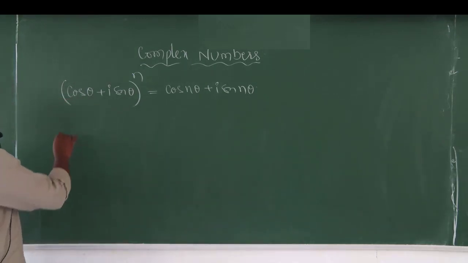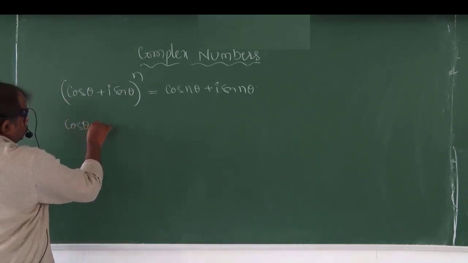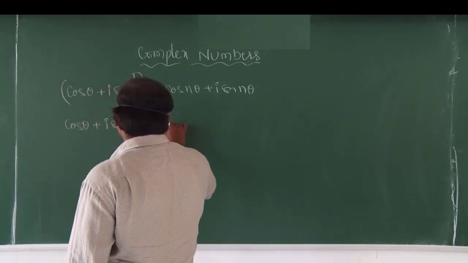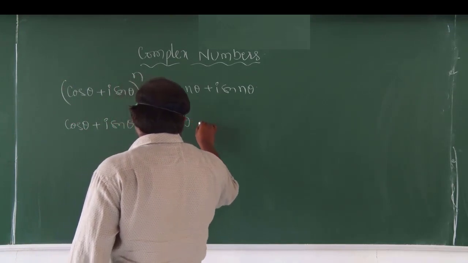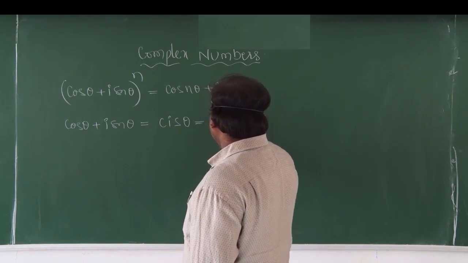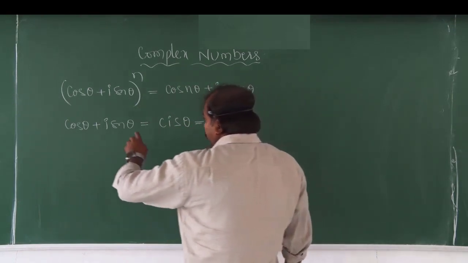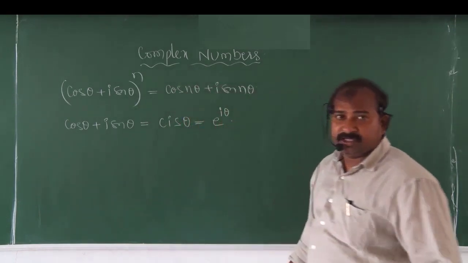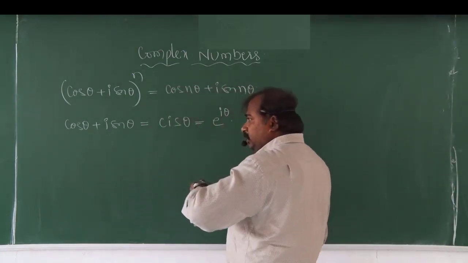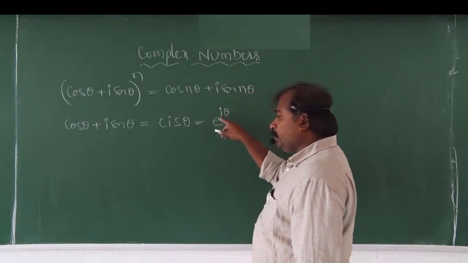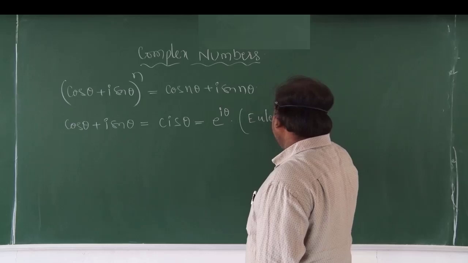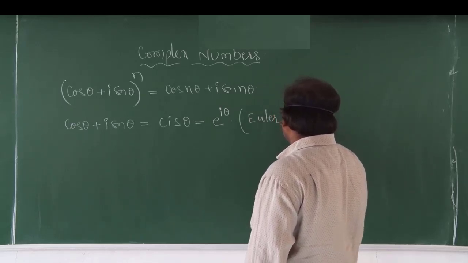One more point already given: cos theta plus i sin theta is denoted by cis theta, or in Euler form, e power i theta. Regarding these notations, we already gave them in the previous lecture. Cos theta plus i sin theta equals cis theta, which equals e power i theta. This is known as the Euler form.